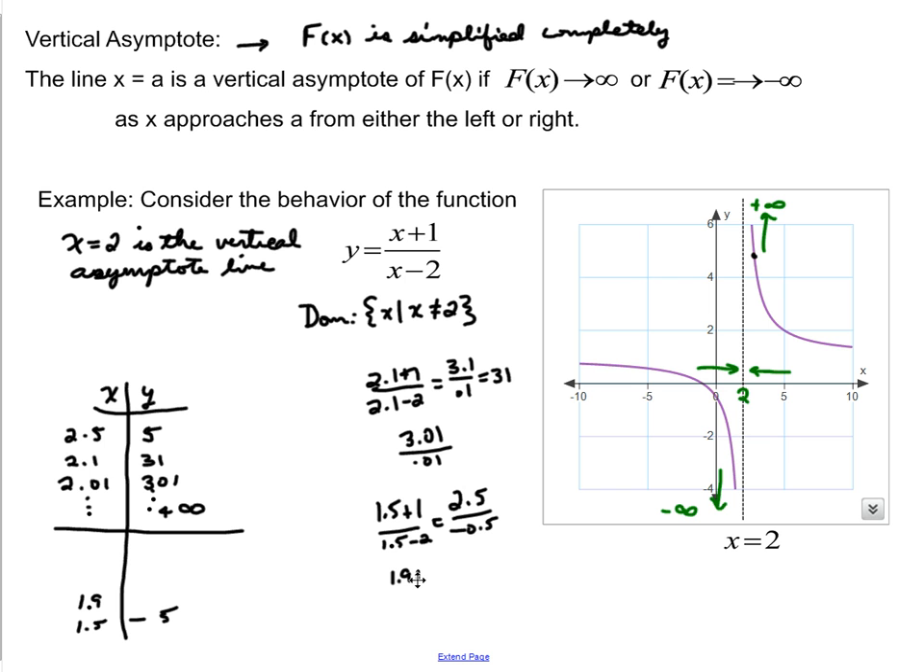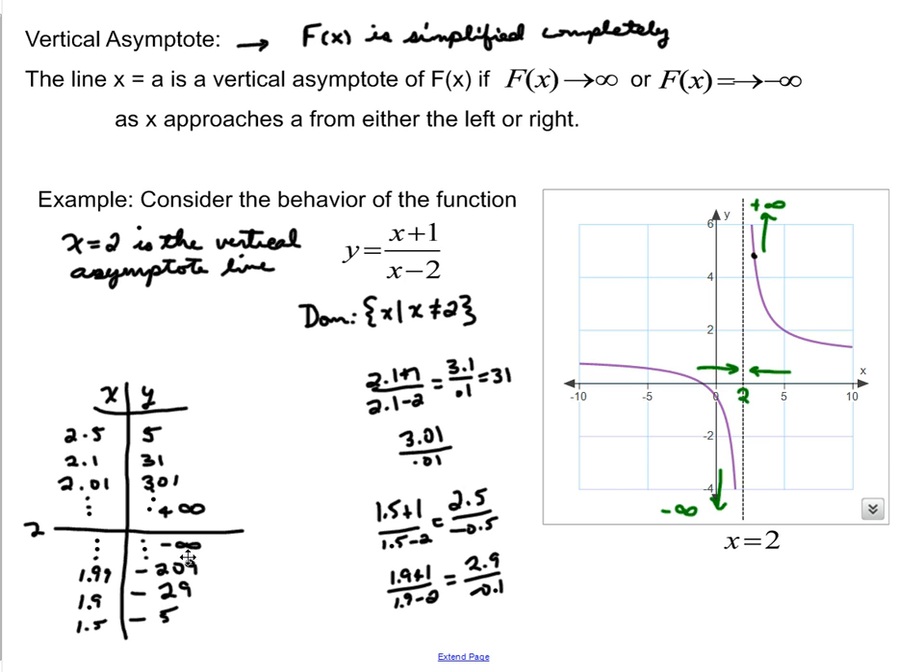1.9 plus 1 divided by 1.9 minus 2 is the same thing as saying 2.9 divided by negative 0.1, which is negative 29, pardon me. In fact, it turns out that if I pick numbers that are closer and closer to 2 from the left, this value right here, as we get closer and closer to 2, is tending towards negative infinity.